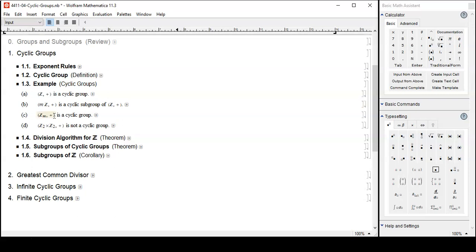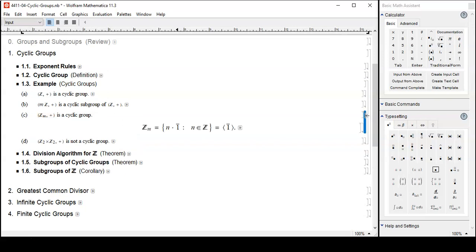Next, Zm is a cyclic group. Remember this? The residue class? It turns out Zm is a cyclic group as well, generated by 1 bar. By the way, do you remember all those? Let's see, in week 1, we went through the equivalence relation and we defined the residue class as a quotient set of the equivalence relation defined by congruence modulo m. Remember that? That's what we did in week 1.